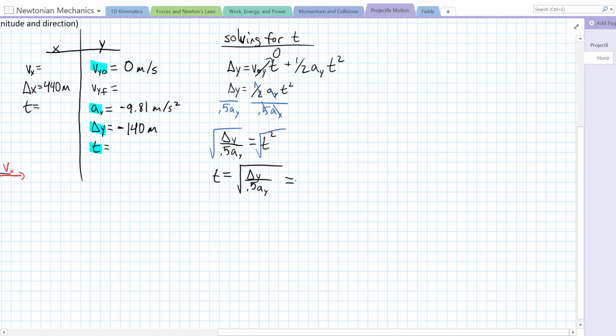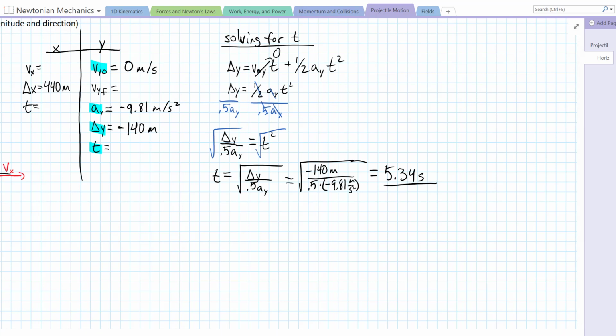We can plug in our numbers. Delta y is equal to negative 140 meters, divided by 0.5 times negative 9.81 meters per second squared. If we plug that into a calculator, we get 140 over 0.5 over 9.81. Take the square root of that. We get our total time in the air as 5.34 seconds. And so we've solved for our time. I'm going to fill that in on the table in blue: 5.34 seconds.